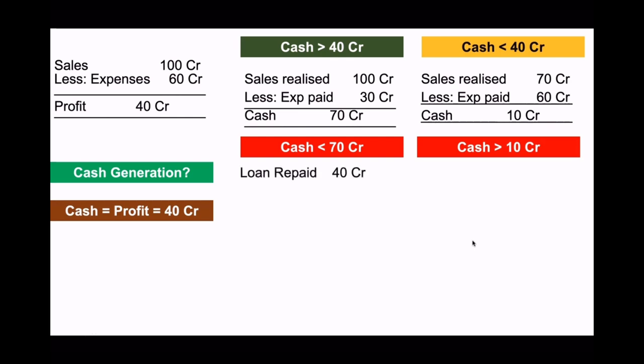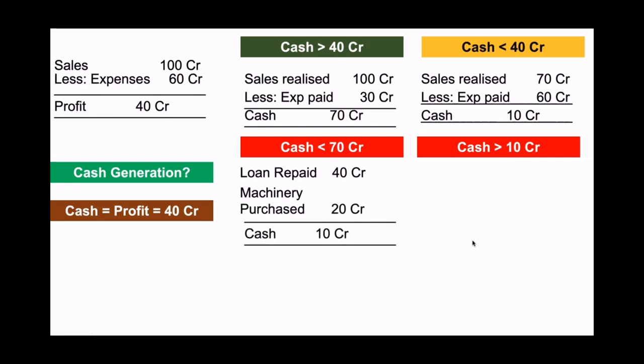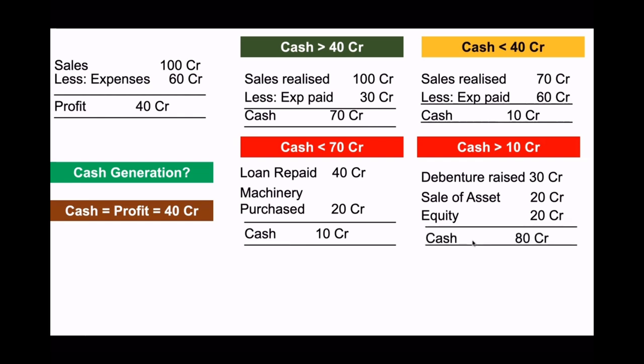How? Let's say a loan has been repaid, 40 crore. Some machinery has been purchased for 20 crore. It means out of 70, 60 crore is gone. So what is the cash position? It is now only 10 crore. And in the second scenario, let's say a debenture has been raised, money has come in for 30 crore. Some asset has been sold, 20 crore had come in. Equity, money had come in from owners, 20 crore. So we have 70 crore coming in. So now the total position is 80 crore.